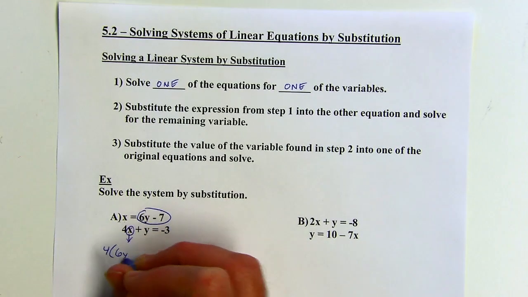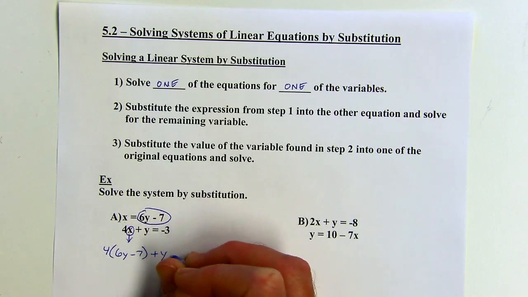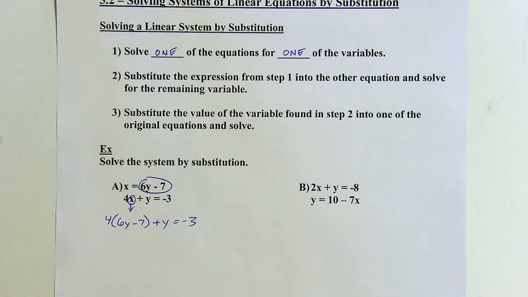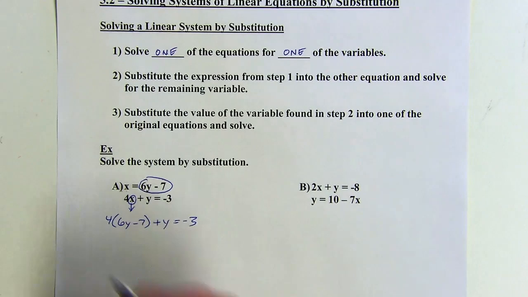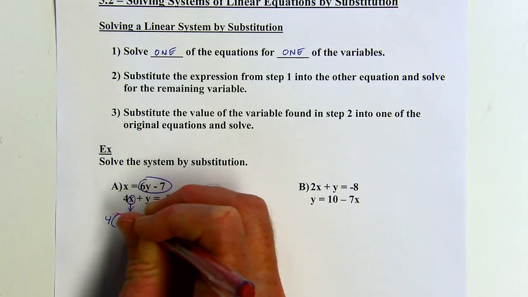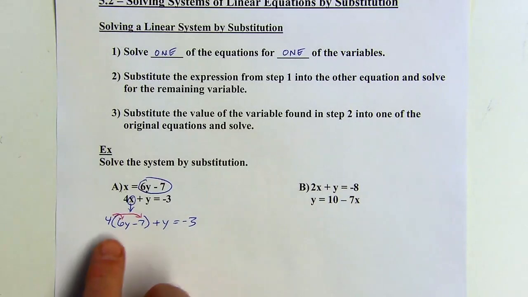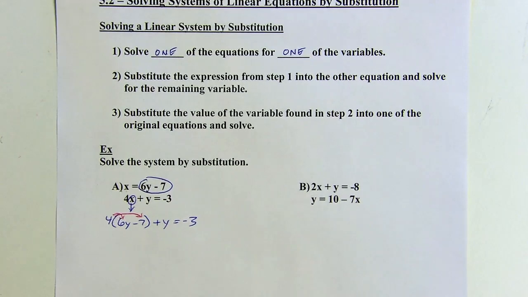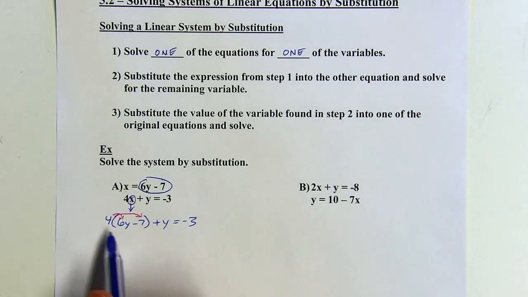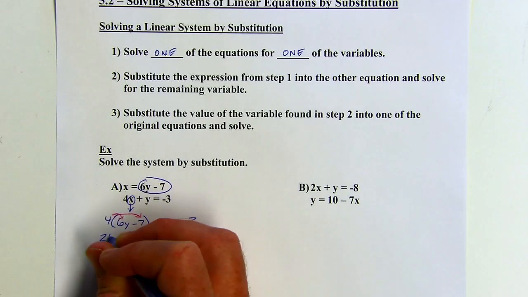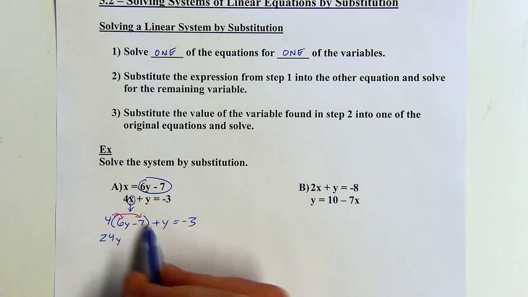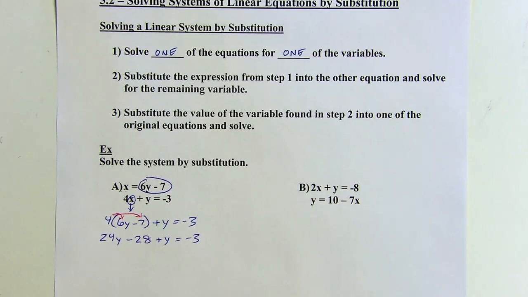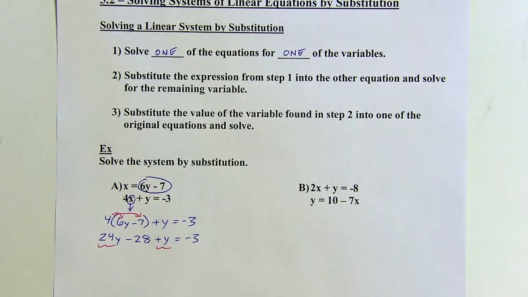Okay, and when you substitute, use parentheses. I replace the x with the quantity 6y minus 7, and since I have the parentheses there, that's going to help remind me that I'm going to need to distribute. So my next goal then is to solve for y, because now I've got an equation that only has one variable, and I can solve that then for y. So I want to first distribute, so that would be 24y, 4 times 6y, and 4 times negative 7 is negative 28. Okay, then I want to start combining like terms, and I can combine these into 25y.